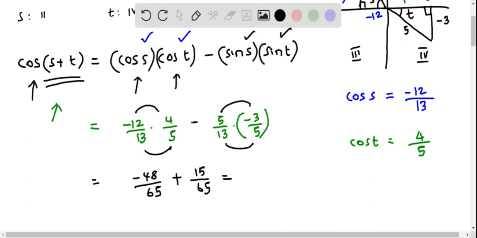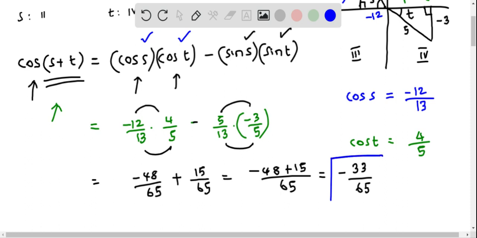So we have a common denominator, which means we can add the numerators. So this becomes negative 48 plus 15 over 65, and this equals negative 33 over 65. This cannot be further simplified because there is no common factor between 33 and 65. So we leave it like this. So this is the value of cosine of s plus t.